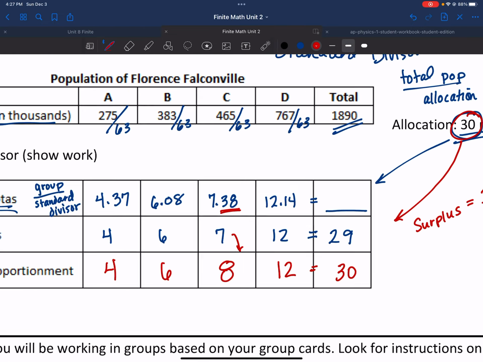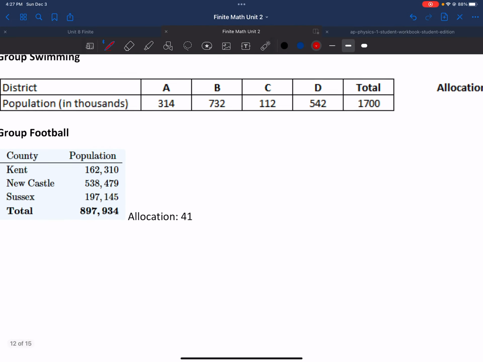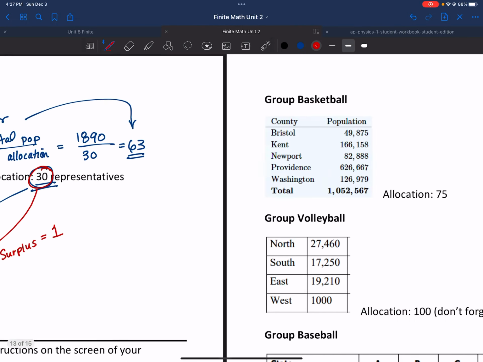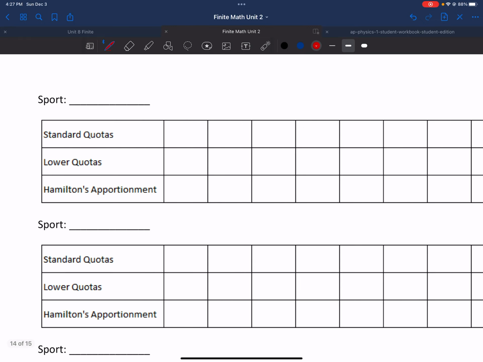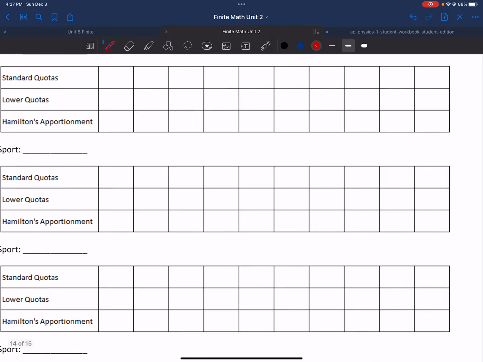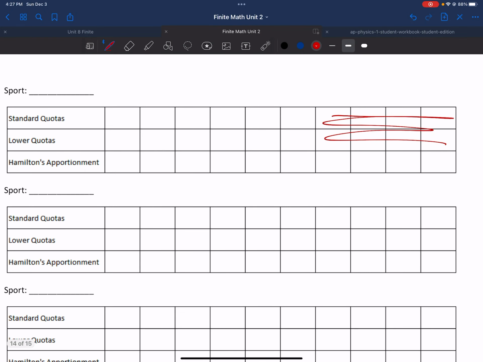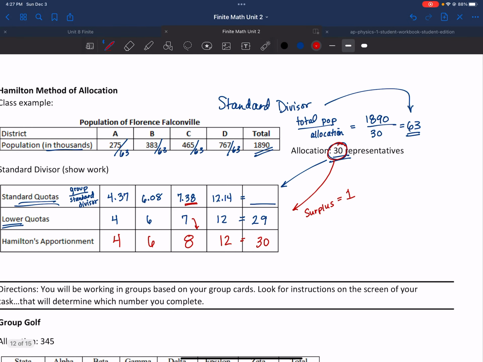So there are 2 things. One is you're going to practice the Hamilton method on this sheet and the back side. And I've given you a framework to be able to do that. I divided them by our sports groups. Yes, it does have a lot more columns than you need, but I wanted to make sure you had plenty in case you wanted to write any notes or anything on the side. Okay, so that's going to be your framework, and that's what you're going to be able to turn in.